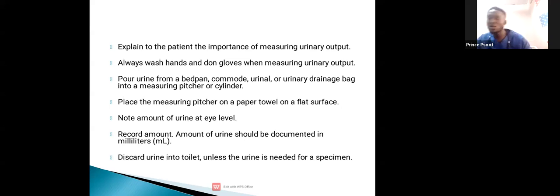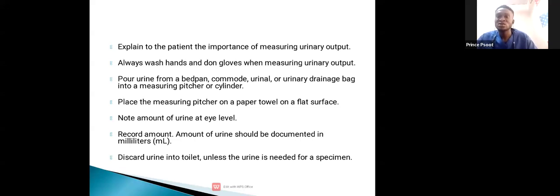Then place the measuring pitcher on a paper towel on a flat surface. Note the amount of urine at eye level. What is my eye level? Bring it up to your eye level like this. So place the measuring pitcher on a paper towel on a flat surface and note the amount of urine at eye level. Record the amount in milliliters.